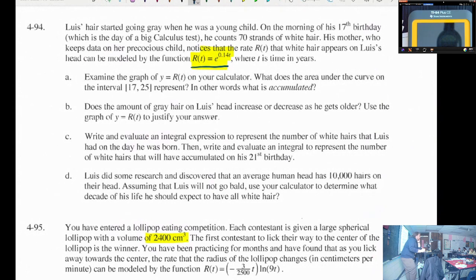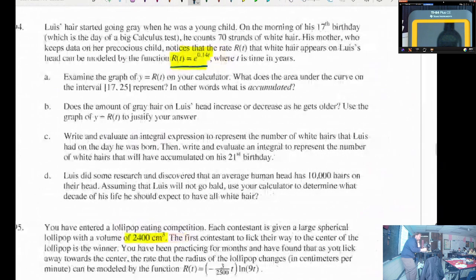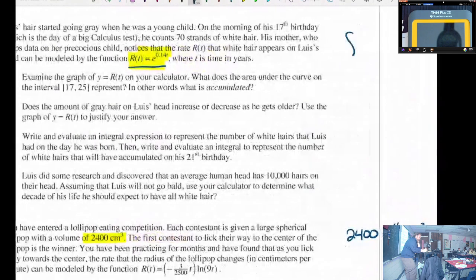So if you wanted a function for the actual number of hairs, the best thing you have for that would be the integral from 0 to x of r of t dt. This actually tells you the actual physical number of gray hairs he has, which is what you want to solve. This is what equals 10,000. The rate is how fast he's gaining those hairs. It's not the number of hairs he has. Those are two different ideas.